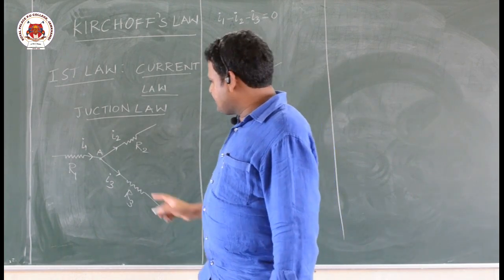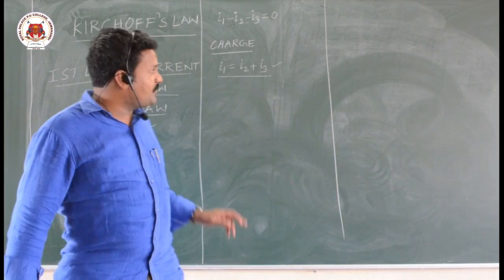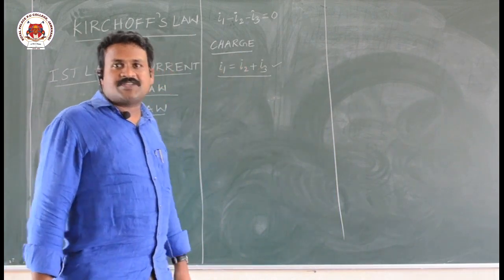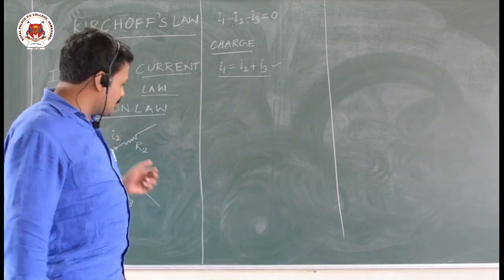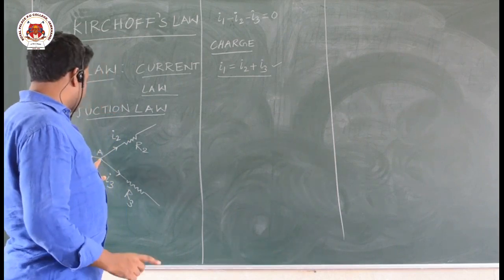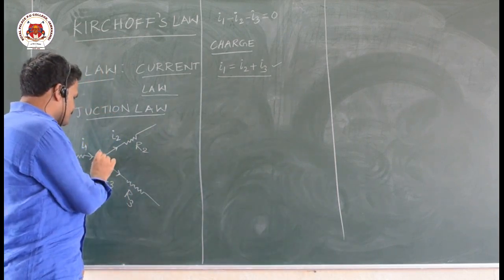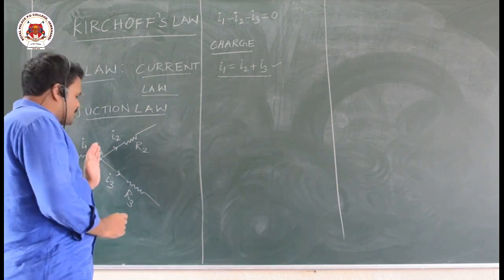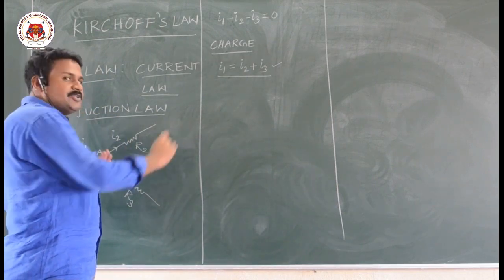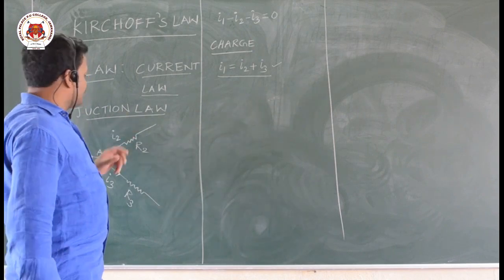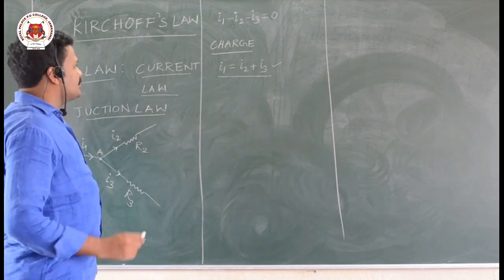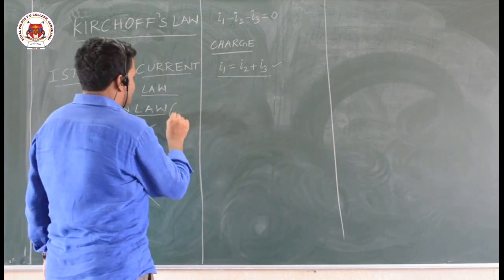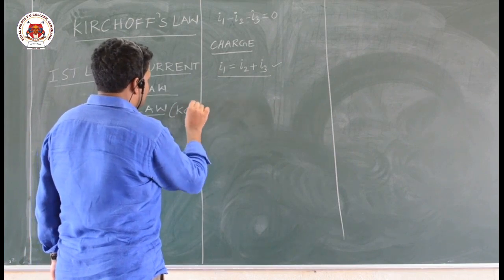This law is nothing but another form of conservation of charge. Charge can neither be created nor be destroyed. There is no charge that should be accumulated at the junction. How much charge is coming per unit time, the same charge is leaving. That is what Kirchhoff's junction law says. It is also abbreviated as KCL, Kirchhoff's current law.